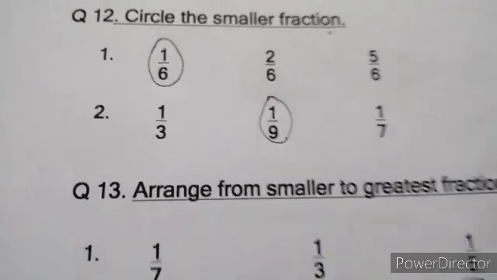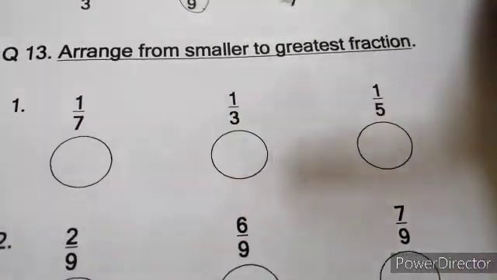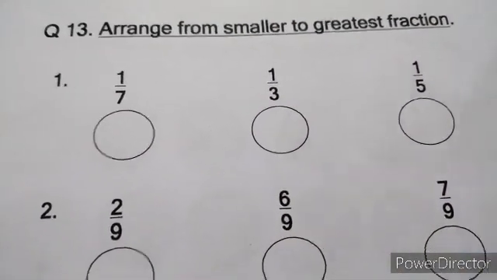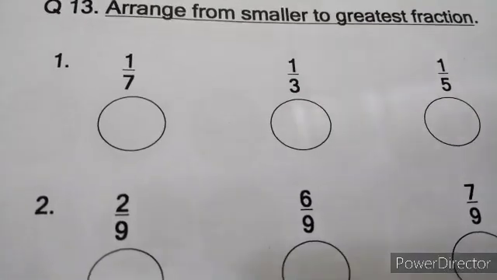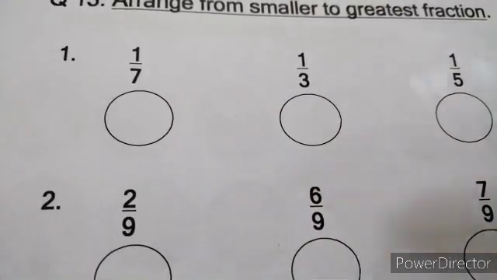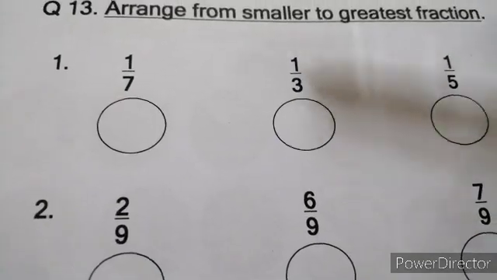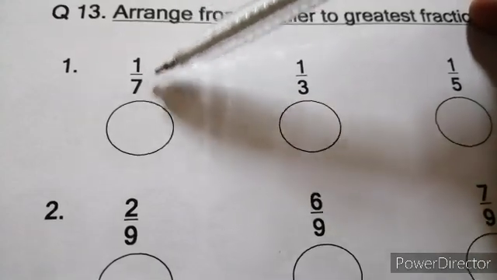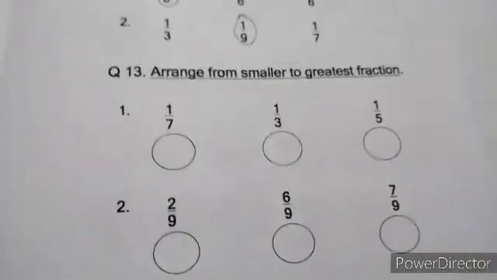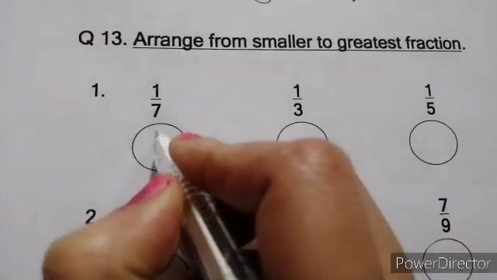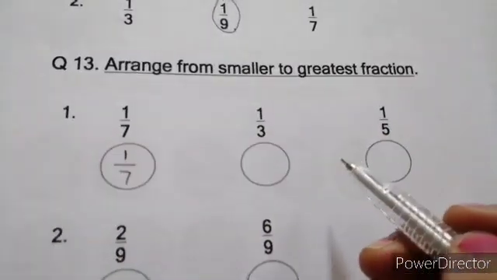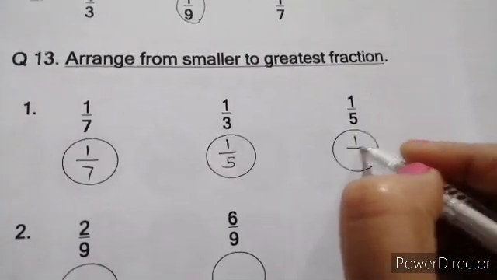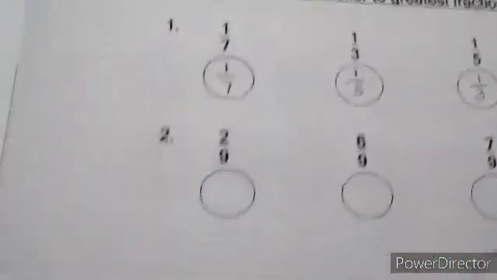Okay. Now let's arrange from smaller to greatest order, ascending order from small to big. So first you have to check if the numerator is same or the denominator is same. The numerator is same here. So what will be the smallest fraction? If the denominator is big, this will be the smallest fraction. So first write 1 by 7. Then 1 by 5. And last 1 by 3. Because 1 by 3 is the greatest fraction.